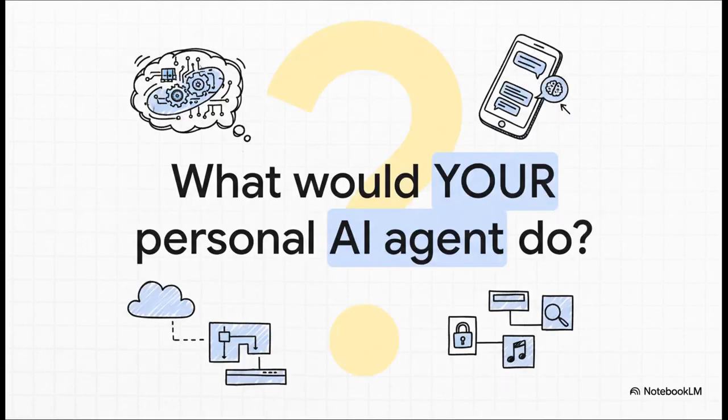So there you have it. That's the full architecture, from a simple message all the way to a complex, memory-powered AI response and back again. The tools to build agents just like this are becoming more and more accessible every single day, which really just leaves us with one final big question. Now that you know how it's done, what would you build? What would your personal AI agent do?